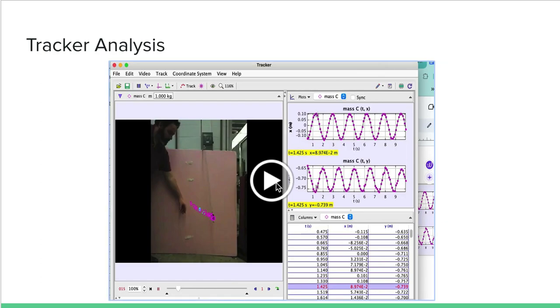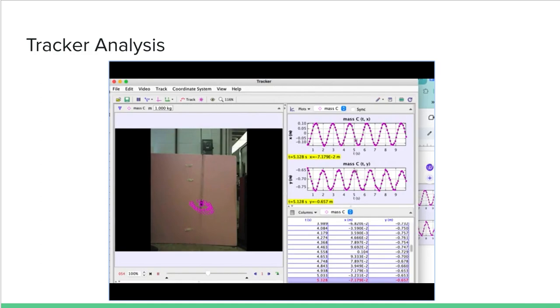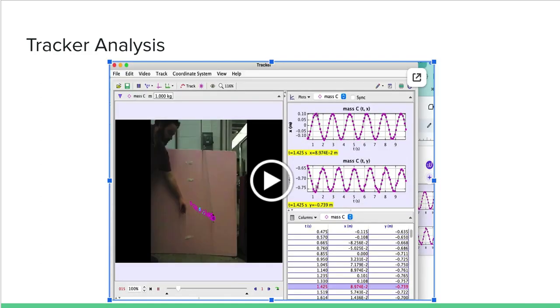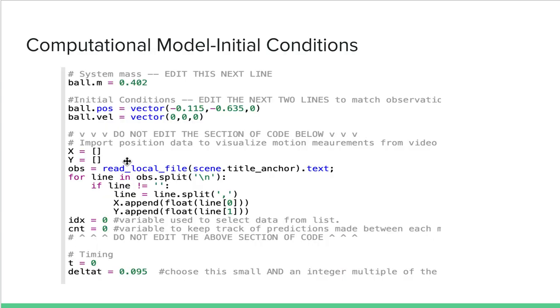This was the Tracker analysis video where the position versus time was calculated in the x and the y direction. So these were the results of the Tracker analysis in the x and y position versus time, with start time, initial position, initial velocity, and total time.